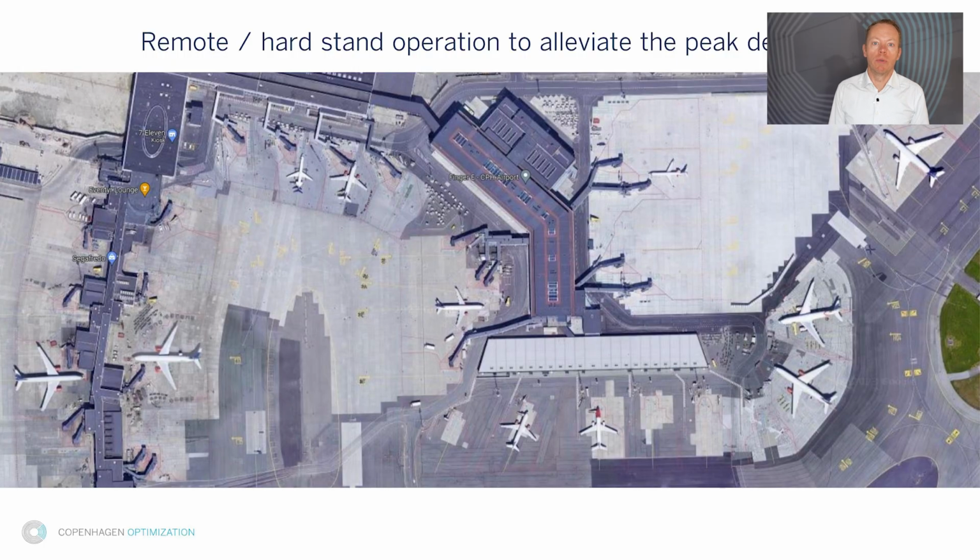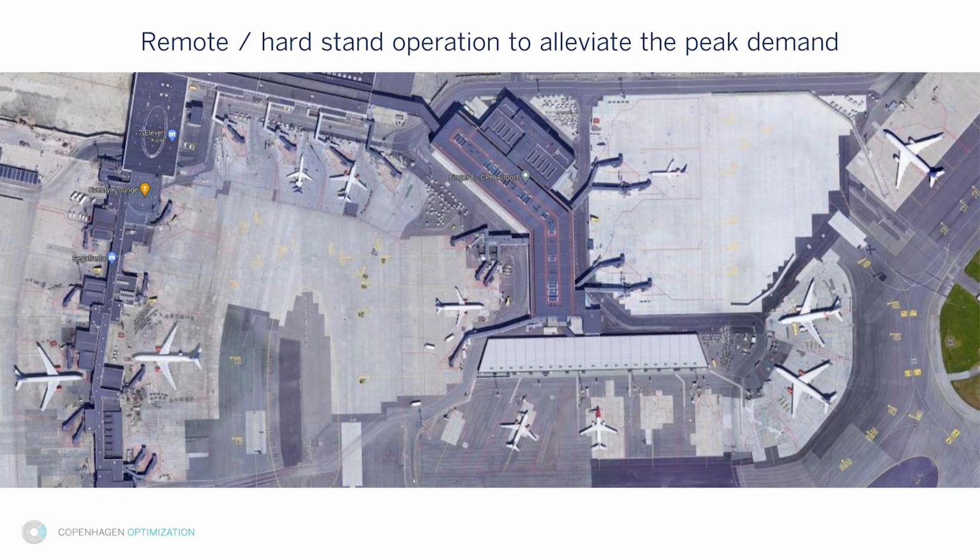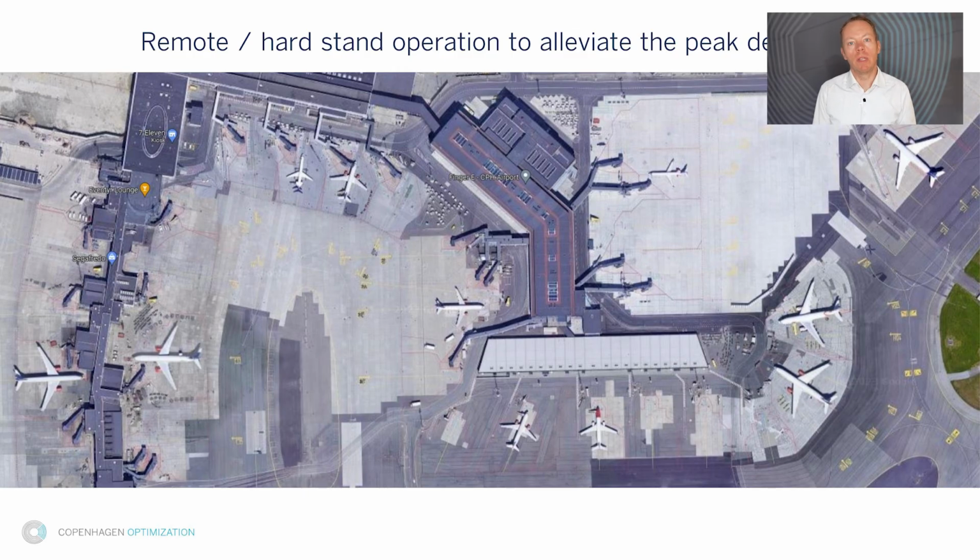One opportunity to drive this is the use of remote or hard stand operation in the peak period. Of course, as a passenger, you prefer to just walk out of the aircraft and not have to go down the air stairs into a bus and be bussed. But at the same time, especially in Europe, we see that almost all airports use remote hard stand operation quite frequently, and definitely in the peak period, to make sure that they don't build infrastructure to use that one contact stand, say, 2 times a day. That's simply too inefficient. Then the hard stand operation can help.